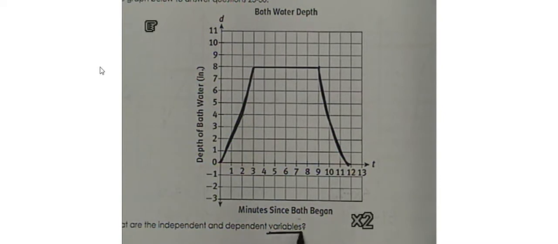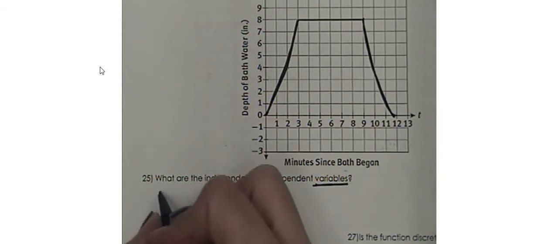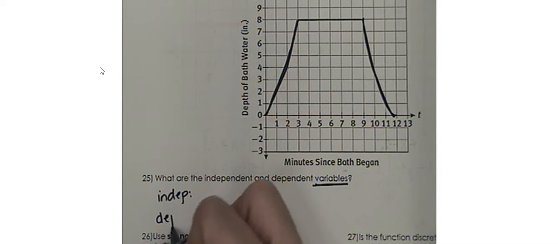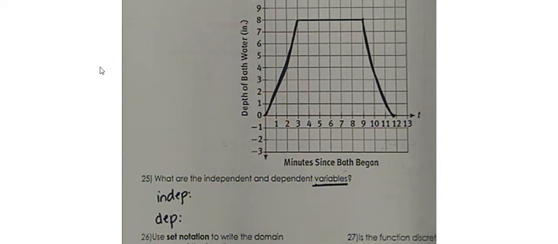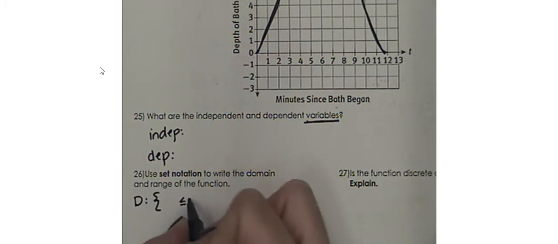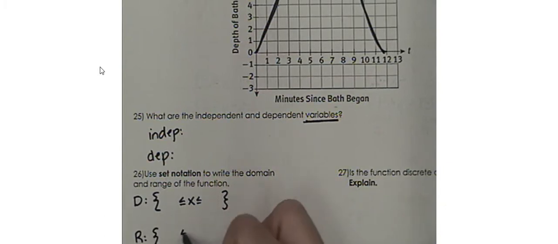Remember, variables are letters. Okay, so under this question, you should have independent and tell me what it is, and you should have dependent and tell me what it is. They're variables. Okay. 26, when it says set notation, remember, that is just our fancy brackets for domain, and then again, fancy brackets for range.